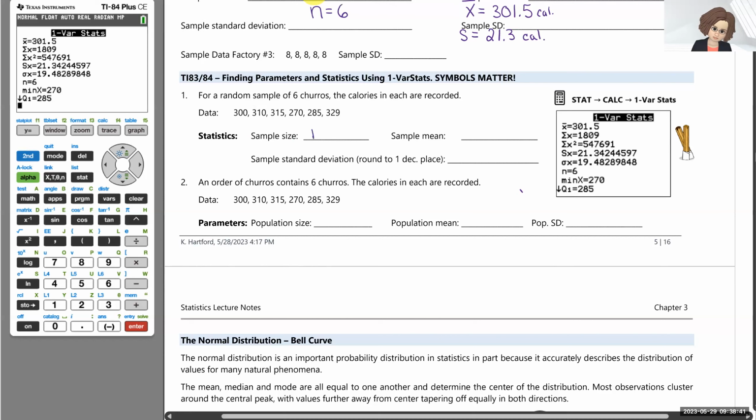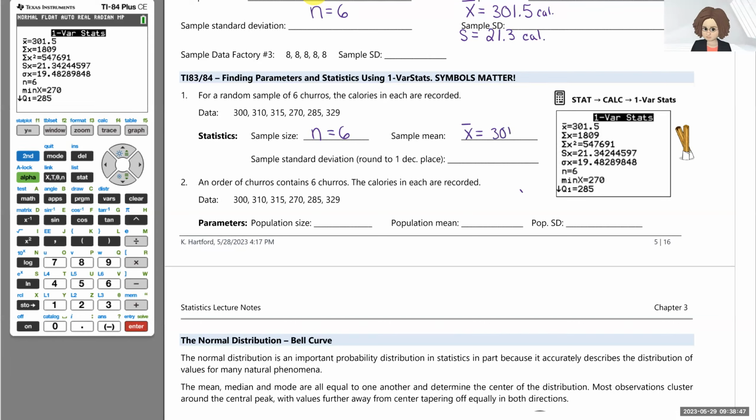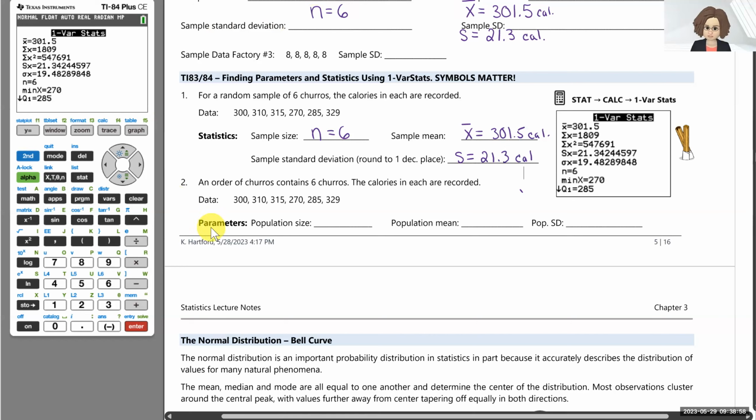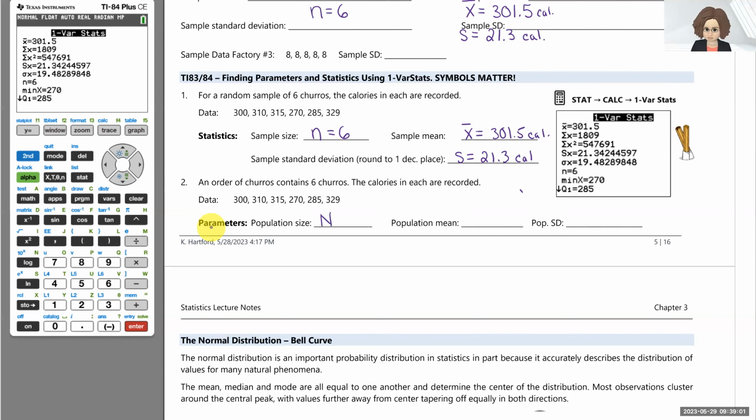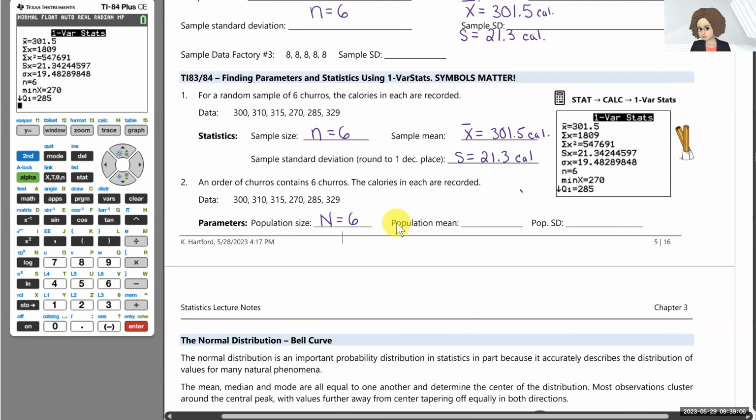So for samples, it was lowercase n was 6. The mean, x bar, is the sample mean. And then sample standard deviation is S. All right, but if it had been a population, then the population size is capital N. And you'll see here on the calculator, it wrote lowercase n. So the calculator can't read a question for us. It's not going to be able to tell us if we're dealing with a sample or a population. So we have to do this ourselves.